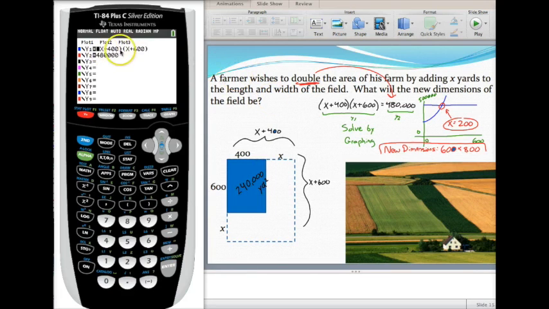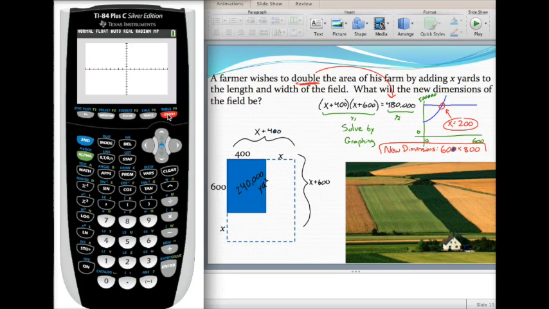Now I know this is going to be a parabola because eventually I would have x times x if I multiplied that out, so there's x squared. And then y2 is going to be a horizontal line, 480,000 spaces up. So part of this is going to be adjusting my window so I can actually see my intersection point. If you hit graph now, you're not going to see anything. So I need to first adjust my window so I can find an intersection.